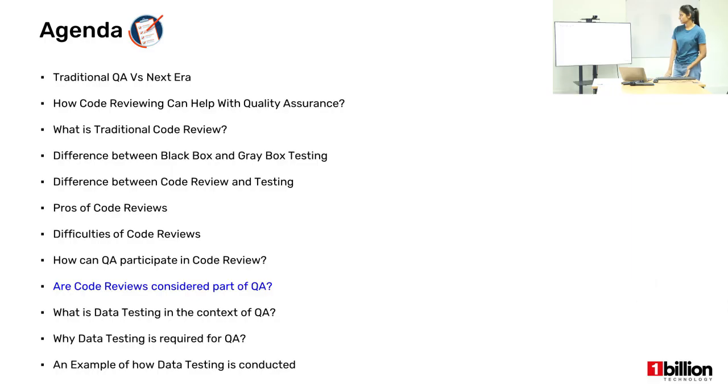So here is the agenda for today. It starts with traditional QA versus next era QA and how code review can help with QA. Then what traditional code review is, the differences between black box and gray box testing, the differences between code review and testing, the benefits and difficulties of code review, how QA can participate in code review, and whether code review is considered part of QA.